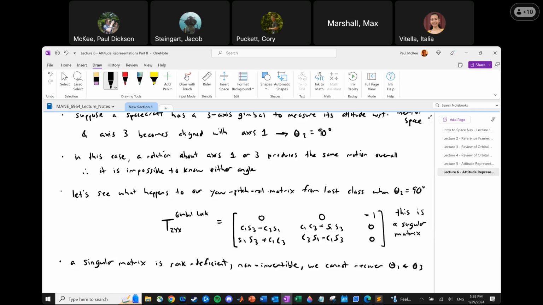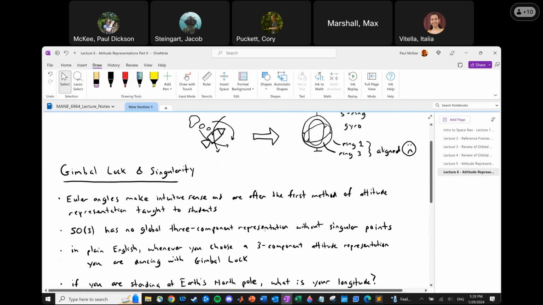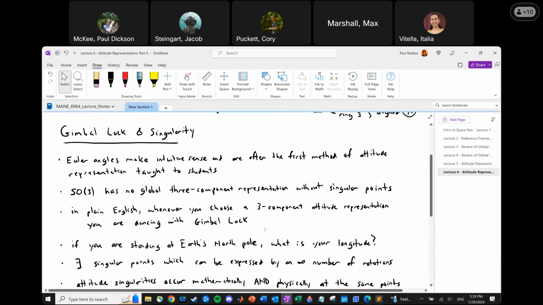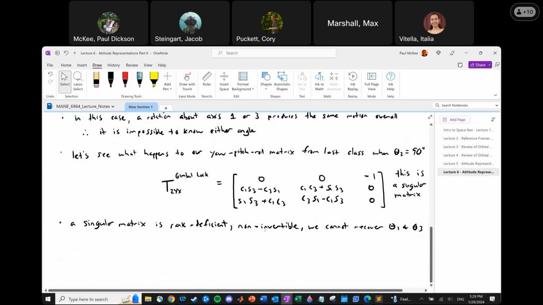So actually, now that I think about it, it might have made sense to go over gimbal lock after angle vectors, but c'est la vie. We're going to talk about angle vectors now, which is another 3-parameter representation, which is very nice and convenient, and you will probably use it in this class at some point, but it is also subject to this issue. But before we move on from gimbal lock, any questions about that? So far, so good?